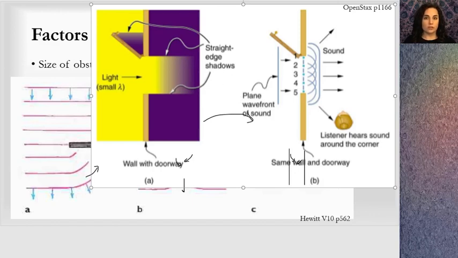So those are factors that affect diffraction, and you will see that in questions and as we move forward into further lessons.